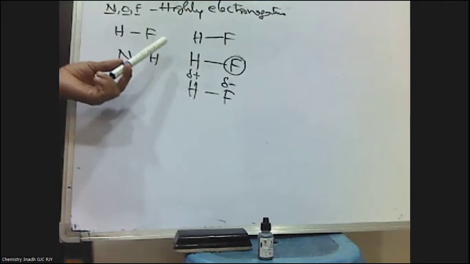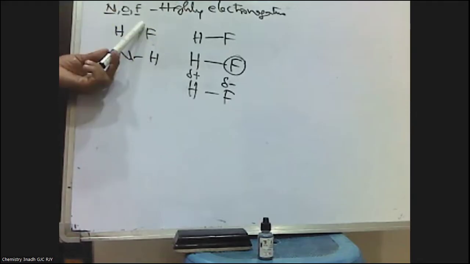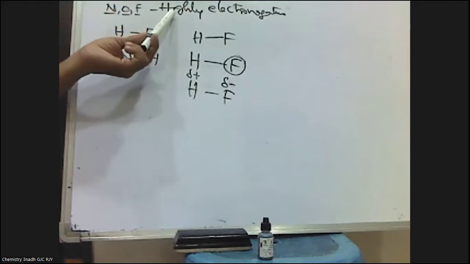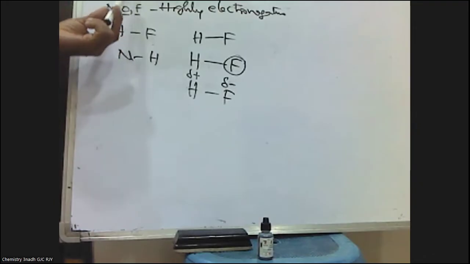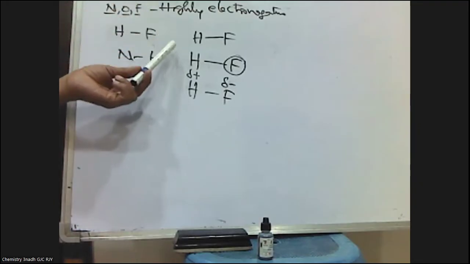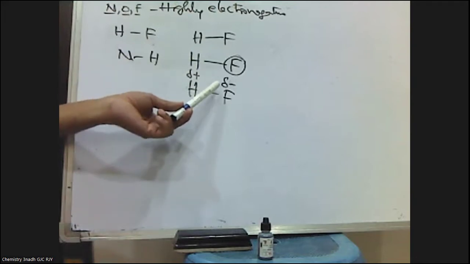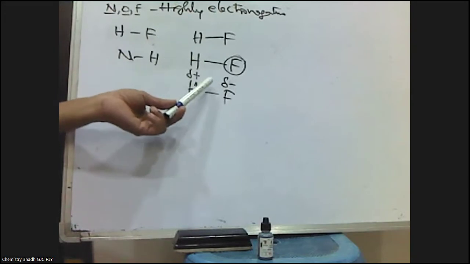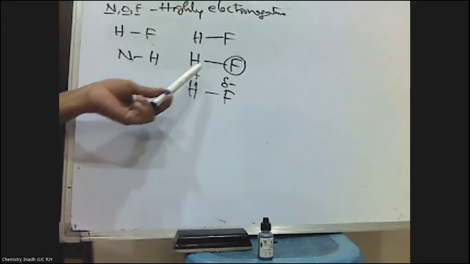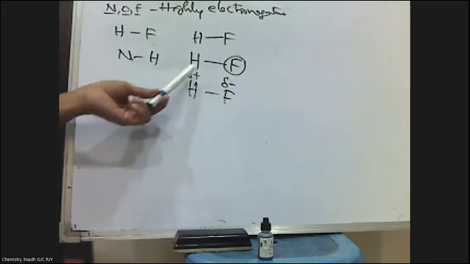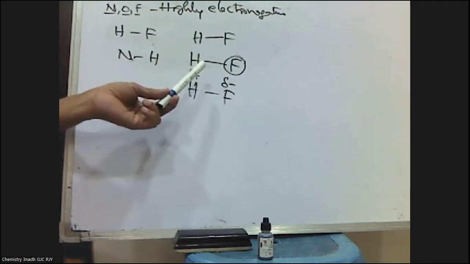So, due to this, when either nitrogen, oxygen, or fluorine are attached to a hydrogen atom to form covalent bonds, the electrons of the covalent bond are shifted towards the more electronegative atom.